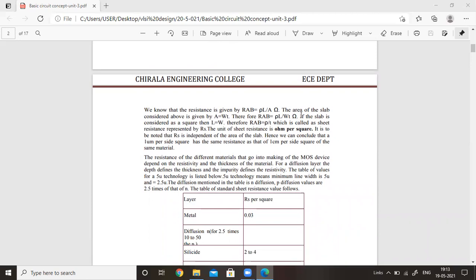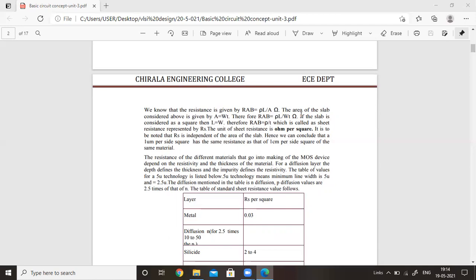Here we are going to discuss the MOS devices. Every MOS device has some resistivity, which depends upon the amount of doping concentration. The resistance depends upon the resistivity of the material and the thickness of the material. That is the main important thing. The resistance of different materials depends not only upon the resistivity but also upon the thickness of the material. That's why, as we discussed in the previous lines, RS is rho by T, so therefore for 1 square.